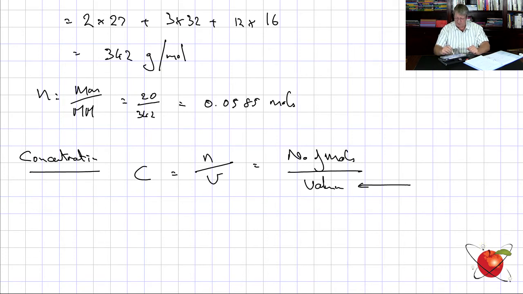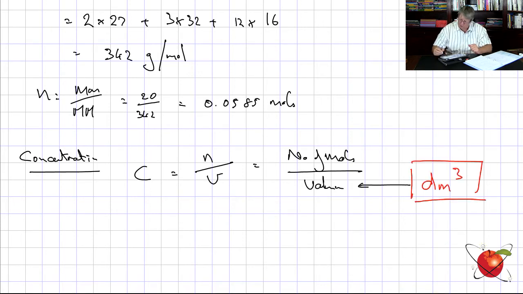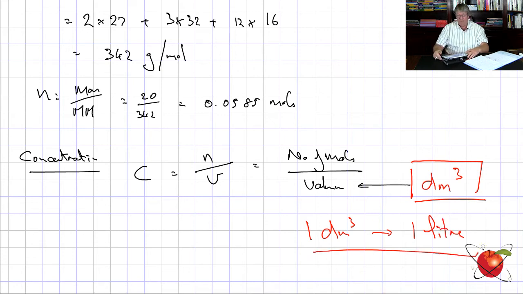How do we measure the volume? Any takers? Yes. Decimeters cubed. And remember, 1 decimeter cubed is equal to 1 liter. Please, in chemistry, don't forget that. So our volume is always measured in decimeters cubed. Concentration, moles per cubic decimeter. Okay? Let's go and have a look at some of these.